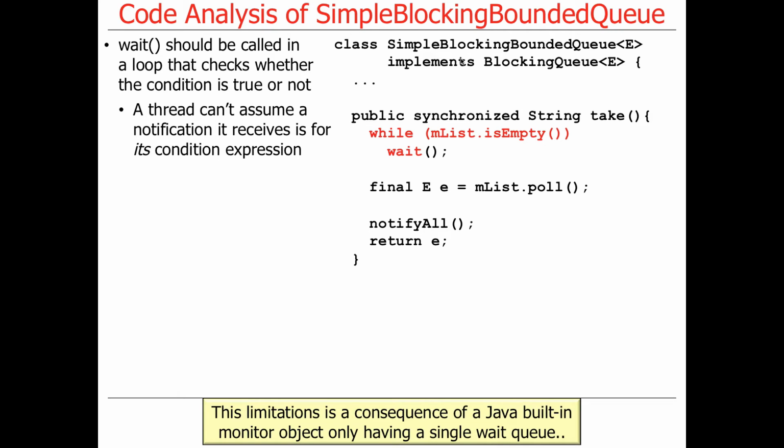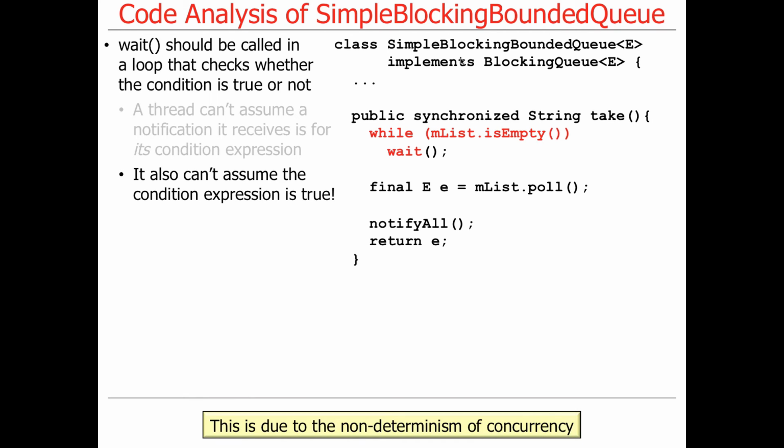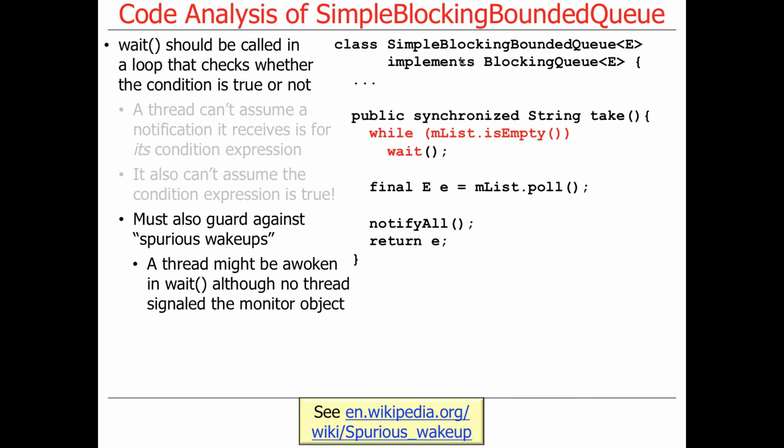The reason we can't be sure of this is because there's only a single wait queue, but there are multiple things happening. We're adding stuff to the queue, we're removing stuff from the queue. There are multiple non-uniform waiters in this example, so we need to make sure we check things in a loop. You can't assume that the expression is always true because of concurrency non-determinism. And then you also have to watch out for these so-called spurious wake-ups, which I told you are like unicorns. They occur very infrequently, but if you're super paranoid, you probably want to check for that case. You can find out more about spurious wake-ups here.